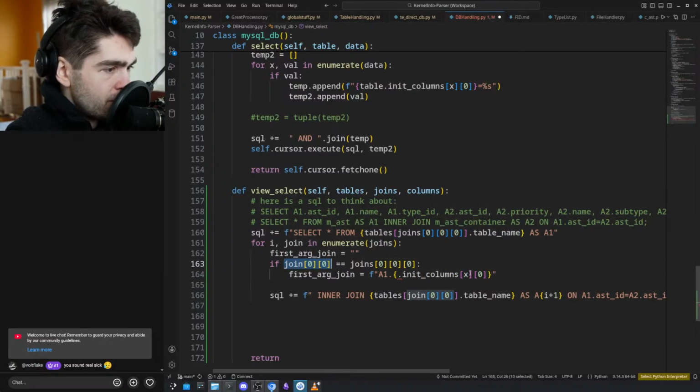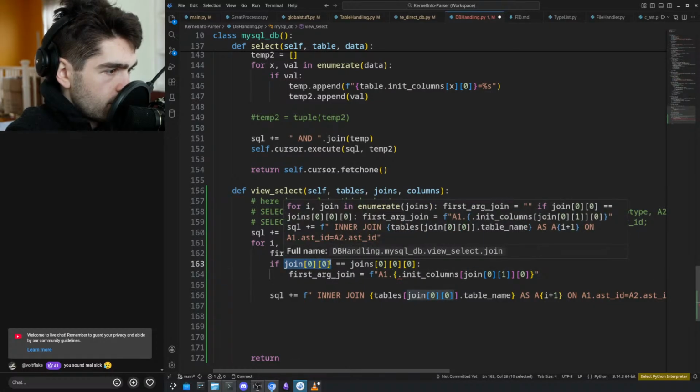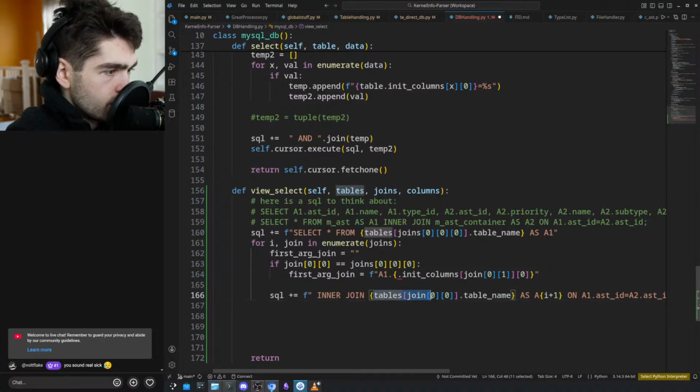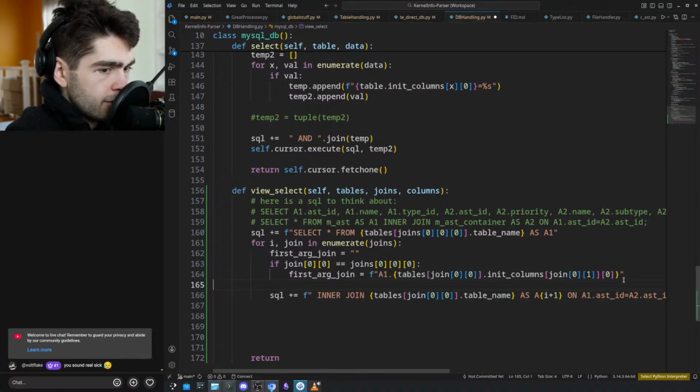Alright, so we should do this. Init column. We get the values from value 1 and of the join. And I guess we can get the table like this. God damn, that's some recursive bullshit right here. I love it.